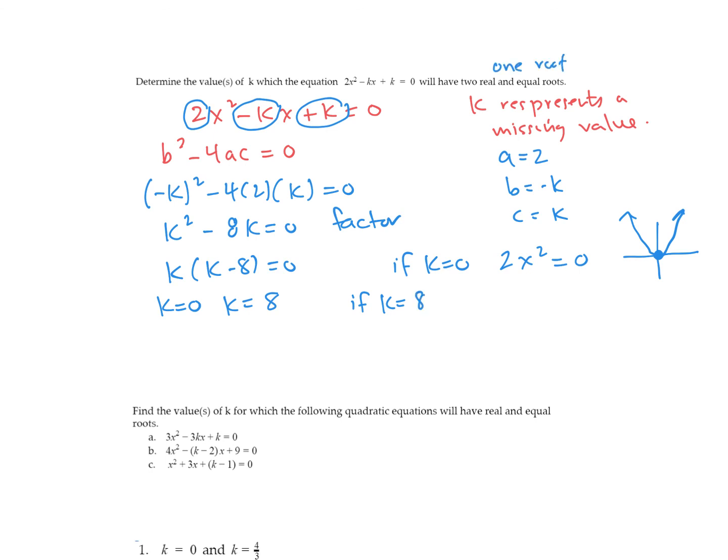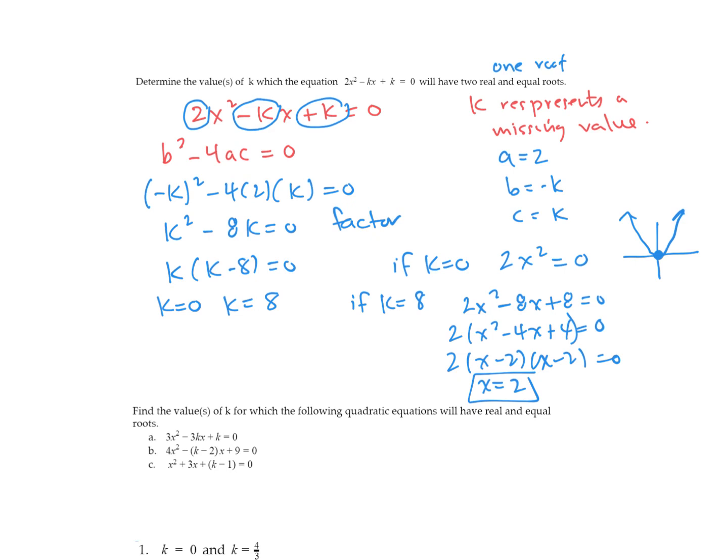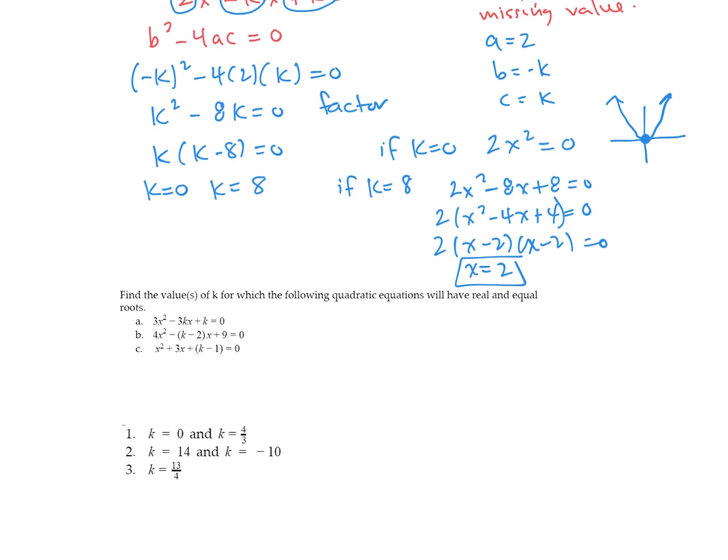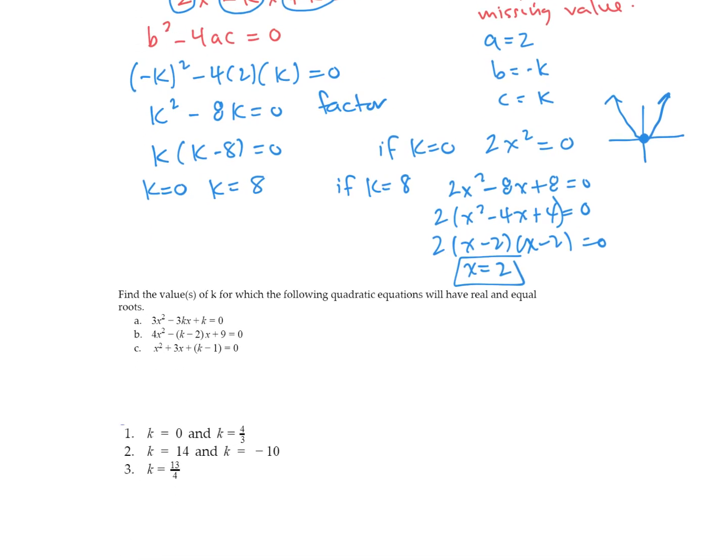If k equals 8, the equation would be 2x squared minus 8x plus 8. So I'm going to factor. And if I factor, I see I get 2 real roots, but they're both the same, so I have 1 root. So that confirms as well. So there's a couple of examples down at the bottom here where you can practice, and the answers are at the end.